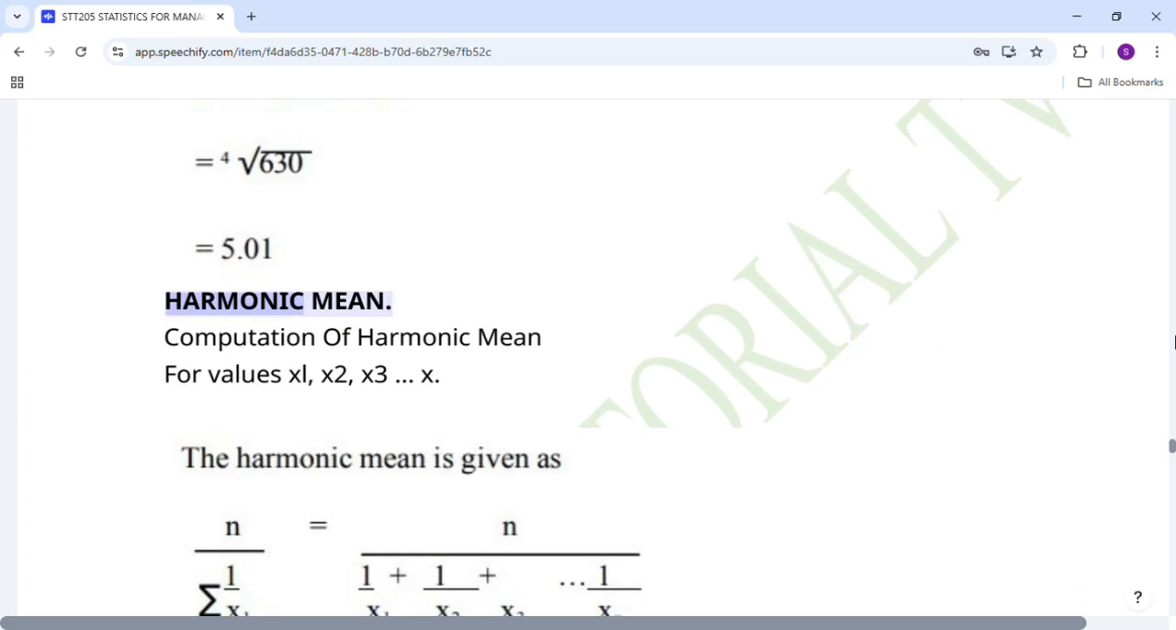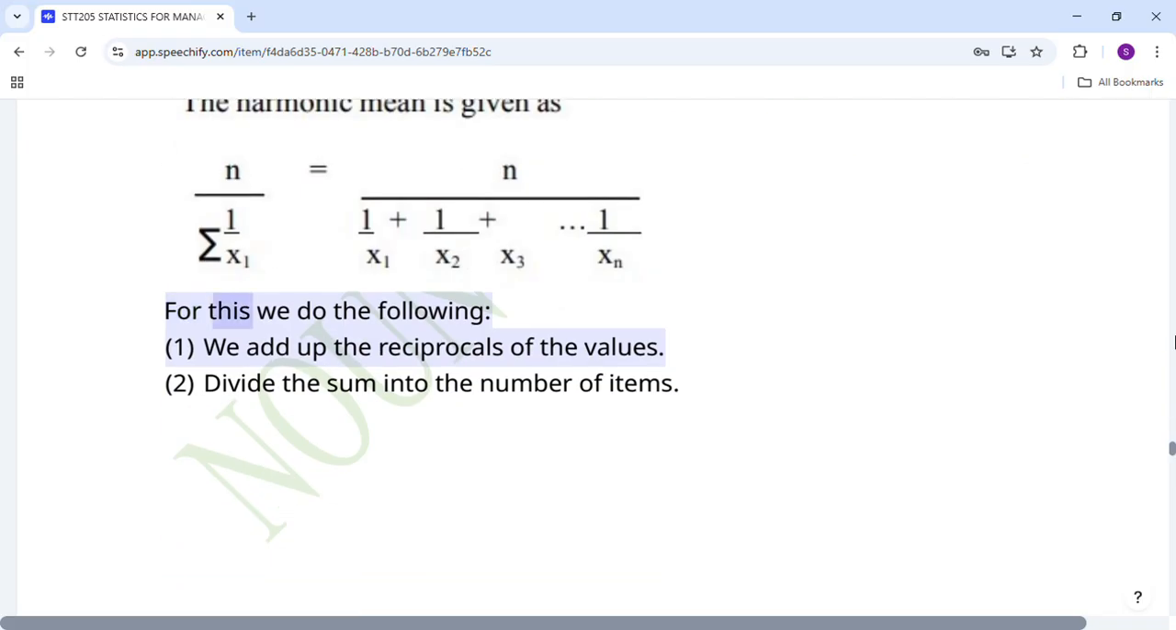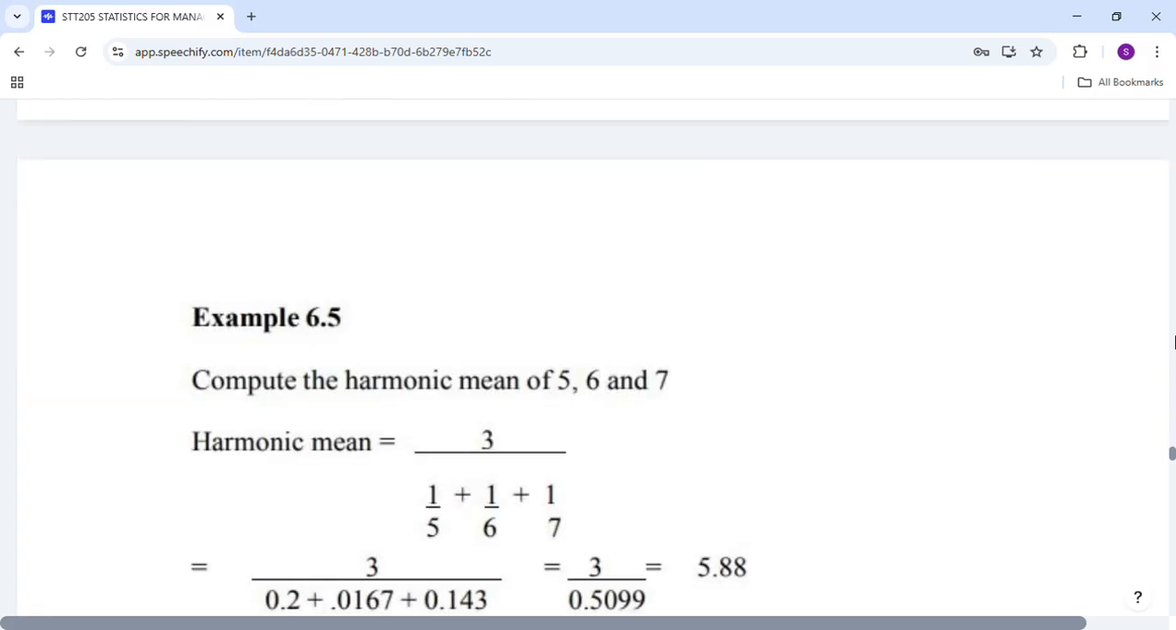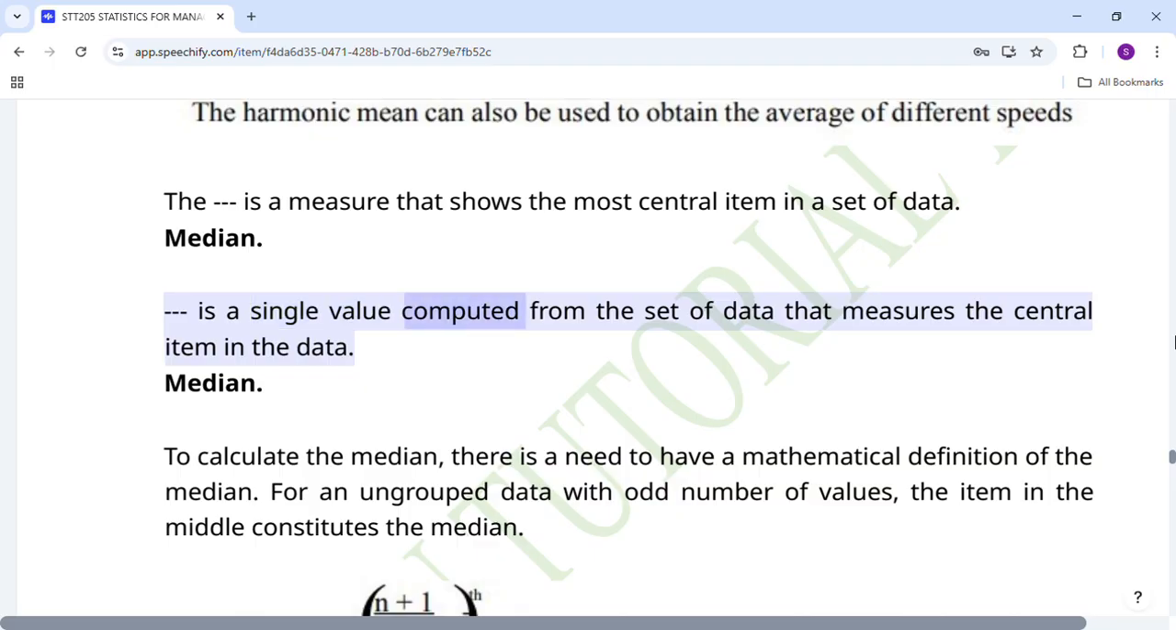Harmonic mean. Computation of harmonic mean for values x1, x2, x3, ..., xn. For this we do the following. 1. We add up the reciprocals of the values. 2. Divide the sum into the number of items. The dash is a measure that shows the most central item in a set of data. Median. The median is a single value computed from the set of data that measures the central item in the data.